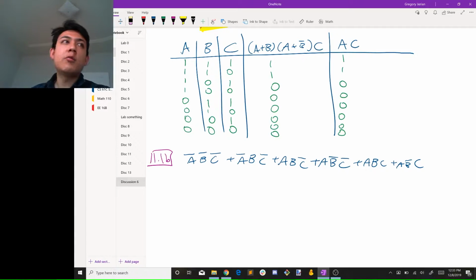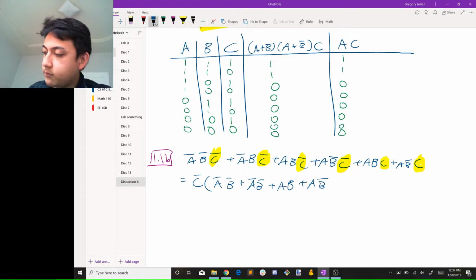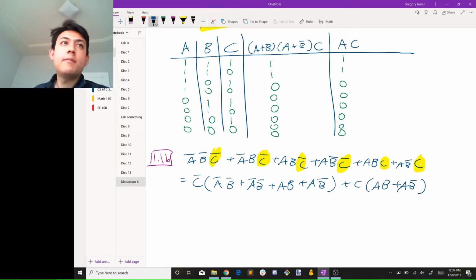So the first thing that we want to do here probably is notice that a lot of these terms have similar letters in them. For example, there's lots of C's, and especially a lot of not C's. So maybe we could do something with that. I could have also looked at the B's or the A's, but we'll do the C's just arbitrarily. So if we factor out the not C's and the C's, we'll get this. Okay, looks good to everyone.